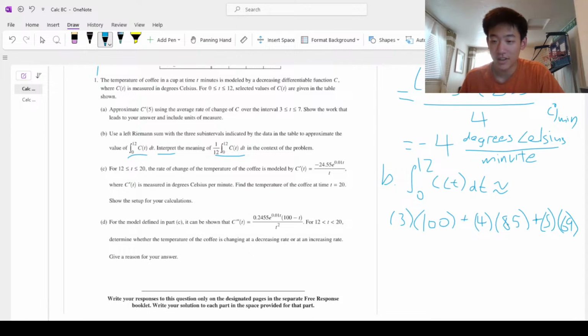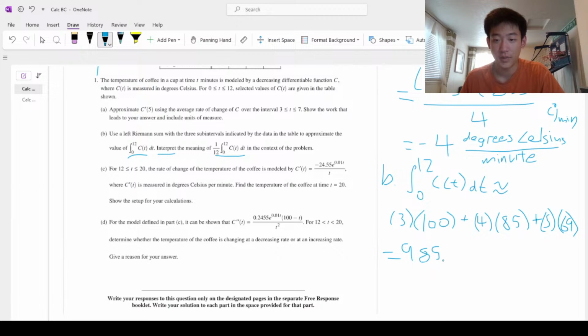This right here is 340, if I'm not mistaken, so 640. And this here is 345. Okay, 345. So that's 900 equals 985.